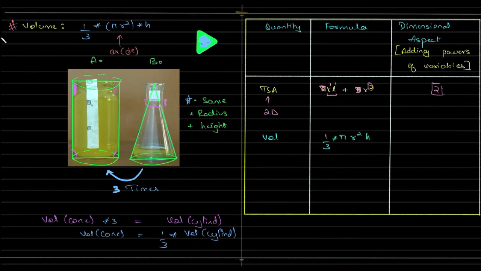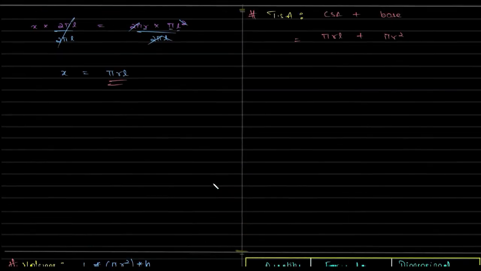Next is the volume, which is 1/3 into pi r square h. So ignoring the constants, the powers of the variables add up to 3. We know that volume is of 3 dimension, and this formula makes sense. Okay, I hope all of this made sense.